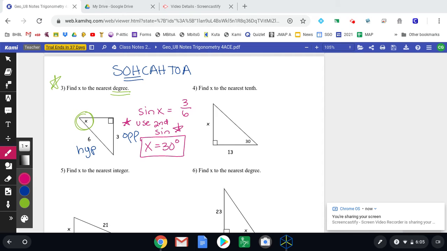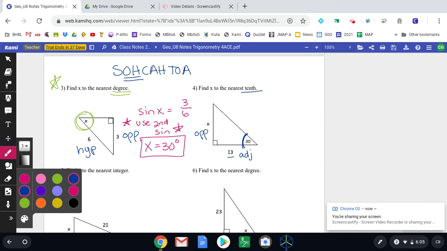All right, let's continue on page 4 of our Unit 8 Trigonometry notes. And we're on problem 4 right now. And we want to figure out what our value of x is to the nearest tenth. So I identify my angle. I pick out my sides. This is my adjacent side. This is my opposite side. Adjacent and opposite tell me I'm going to use tangent. So my tangent of 30 equals my opposite over my adjacent.